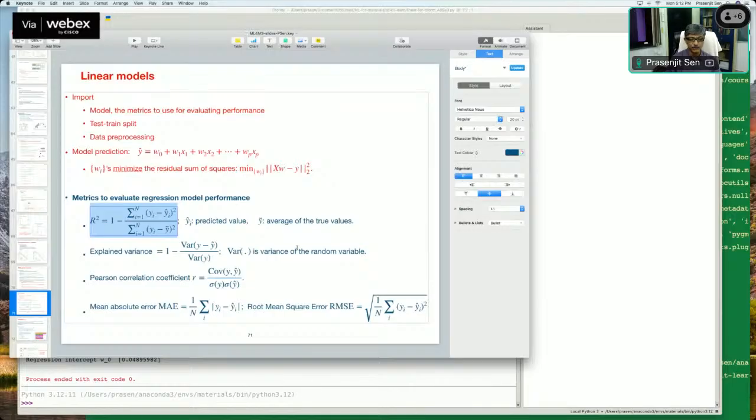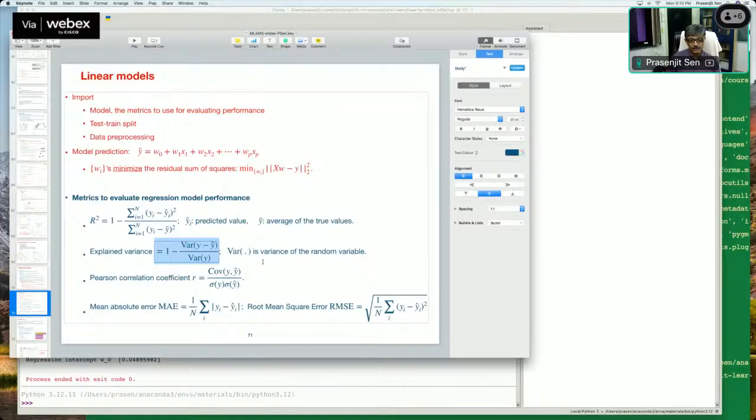So basically this is a measure of how your model is doing compared to the situation where all the predictions were just y bar. For a good model, the value is close to 1, and it can go negative also. If your model is very bad, it can go to negative values as well. The explained variance is slightly different in sense, but very closely related to the R2 score. It is 1 minus the ratio of the variance of y minus y hat and the variance of y.